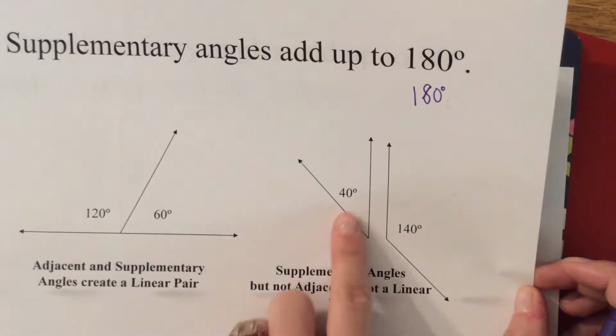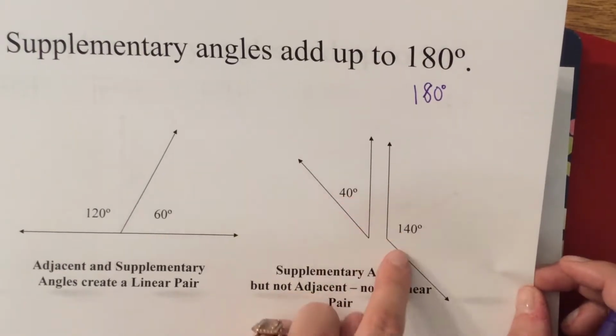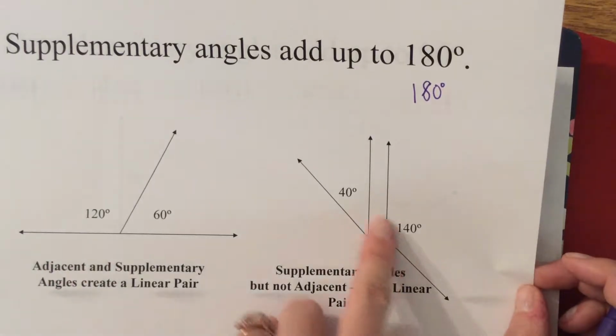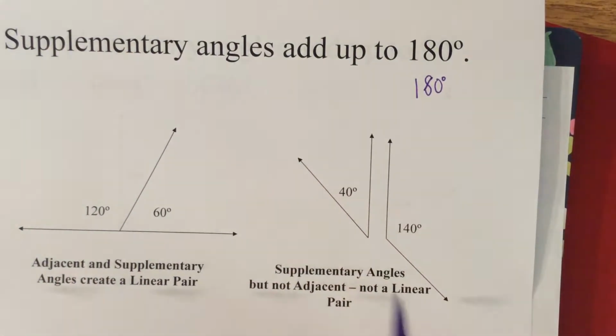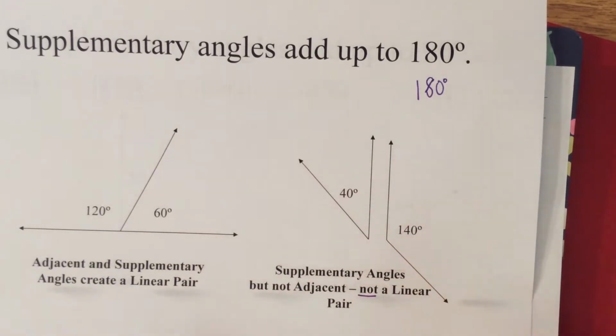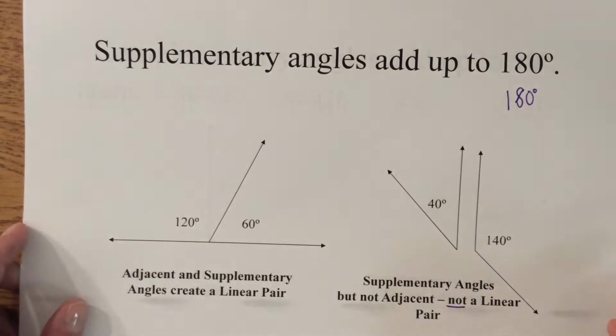Over here, 40 plus 140, that adds up to 180. So these are supplementary, but are they adjacent? They are not because they're not actually touching. So even though they're supplementary, they're not adjacent, so they are not a linear pair. They are only a linear pair if they are right smack next to each other, just like that.